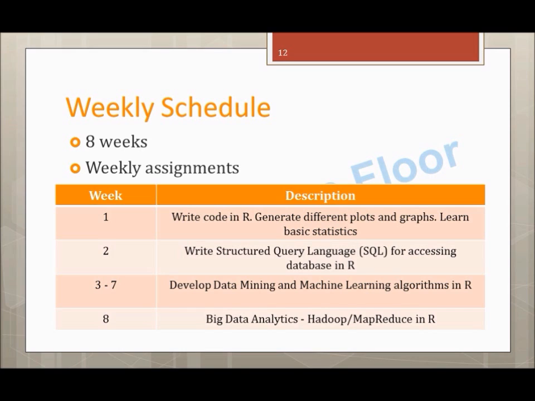So in week 1, we will be learning how to write code in the R programming language, and basically how to use the R tool. In the second week, we will learn another language called structured query language, also known as SQL, which is used to access the database. From week 3 to week 7, we will learn about data mining and machine learning algorithms and how to write them in R. And in week 8, we will learn about 2 frameworks called Hadoop and MapReduce, which are used for big data analytics. So let's talk about every module in detail.